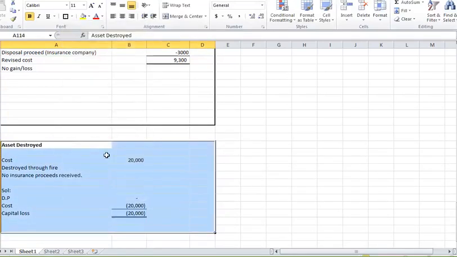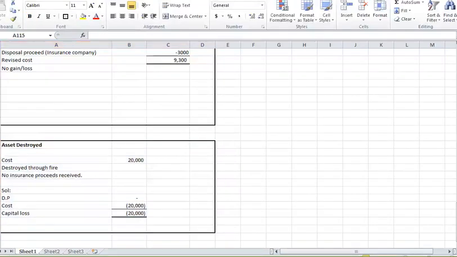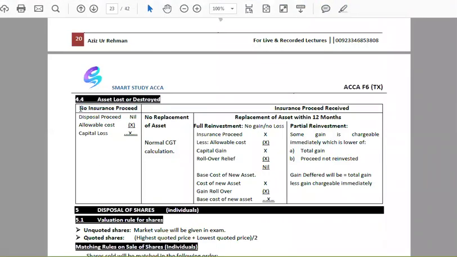Moving forward towards another example. In the previous case, no insurance proceeds received, disposal proceeds are zero. You will deduct your allowable cost and you have a capital loss in full. Now, insurance proceeds have been received. What will be the tax implications if you have received the insurance proceeds from the insurance company? Now, it depends. The tax implication will depend upon your reinvestment. Either you have reinvested your money to purchase another asset, or you have kept the money in your pocket.